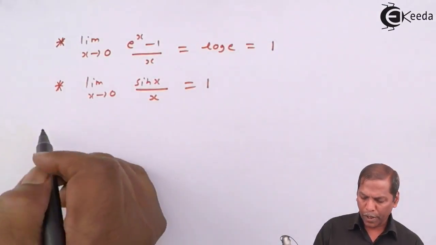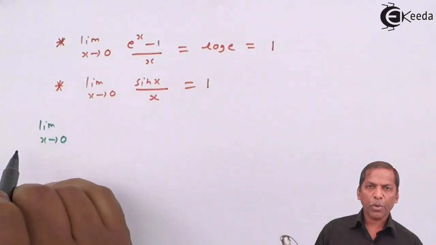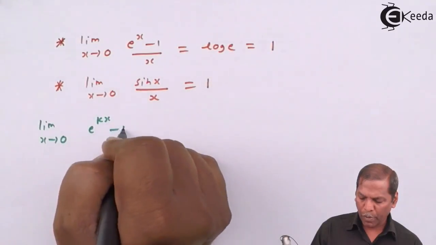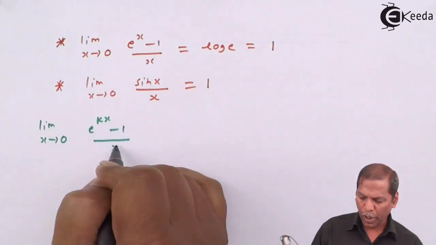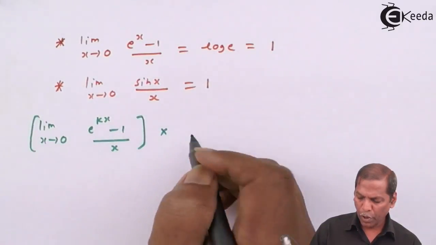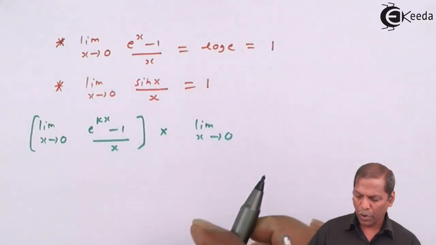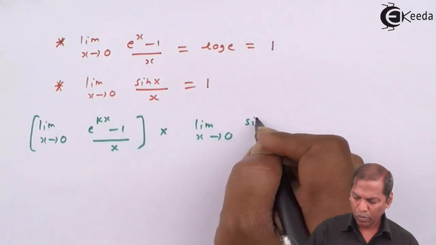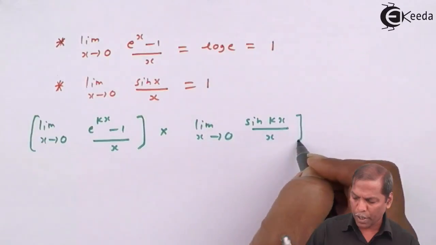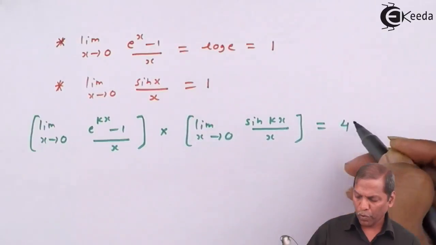So in the present case, we write limit x tends to 0 (e raised kx minus 1) whole thing divided by x, into limit x tends to 0 sine of kx upon x, and that equals 4.